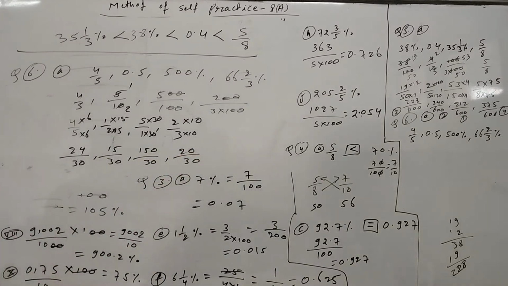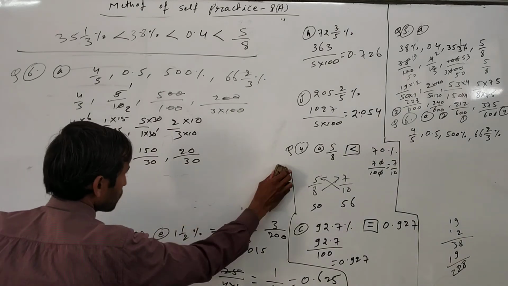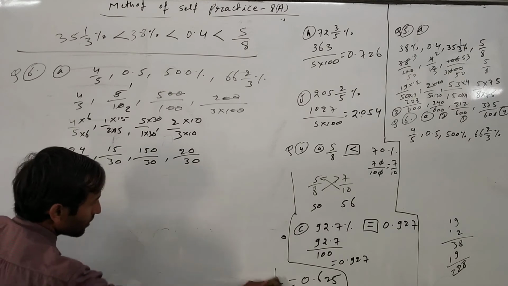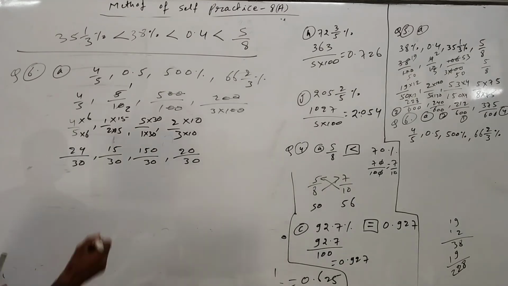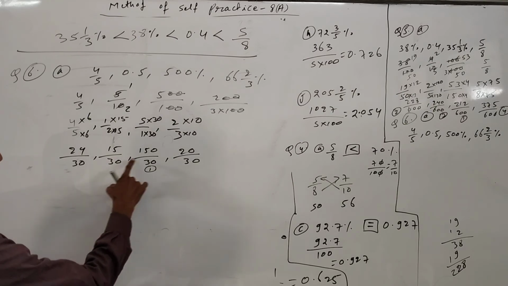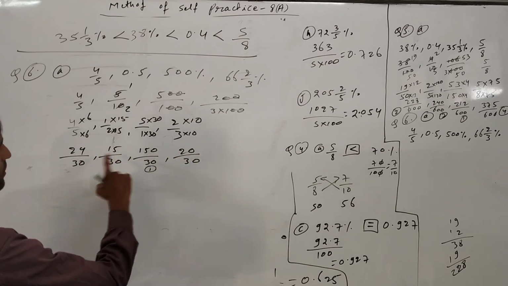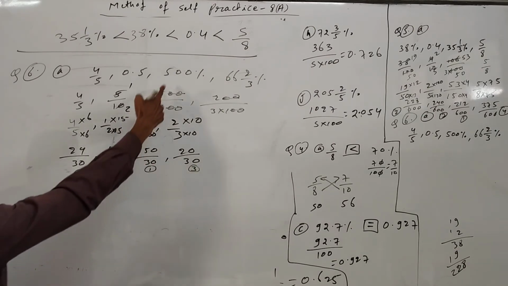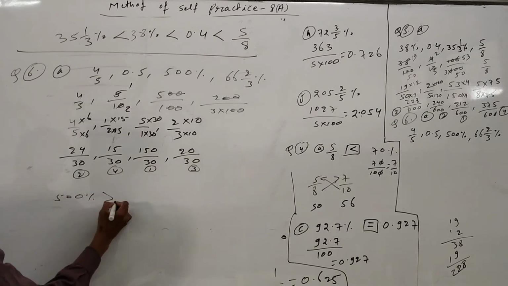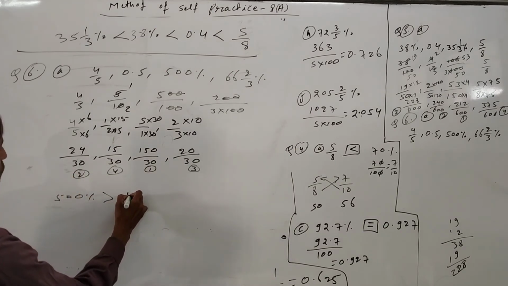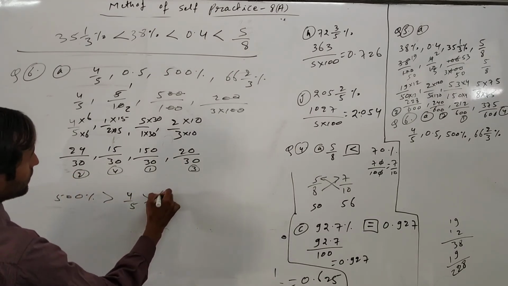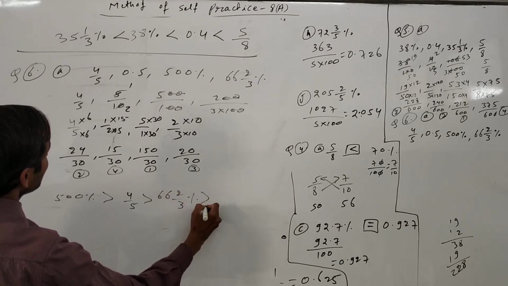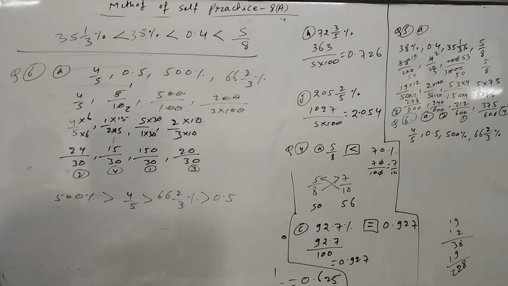So which number is smallest and which number is greatest? Just you see here. Then we can arrange into descending order. In descending order, first the bigger number comes in the first position, and then which one is greater? This one second position, then third position, and this one fourth position. So first 500% is greater than 4 upon 5, which is greater than 66 2 upon 3%, which is greater than 0.5. This is the final correct order. The rest of the question, whatever I left, just try yourself.